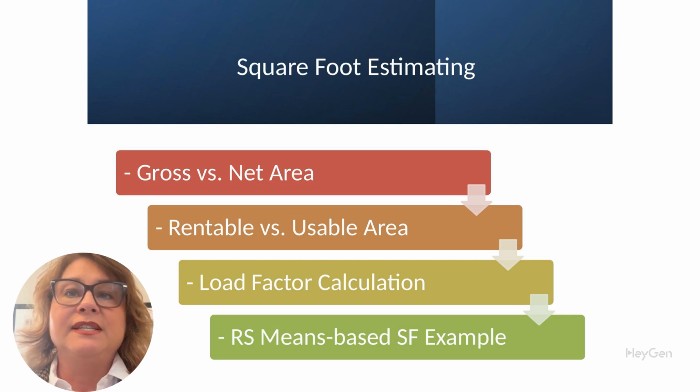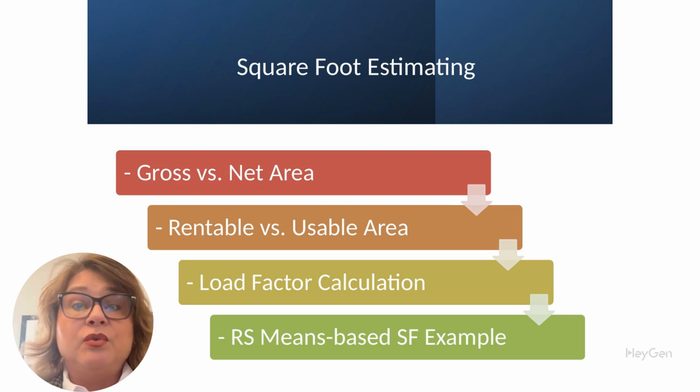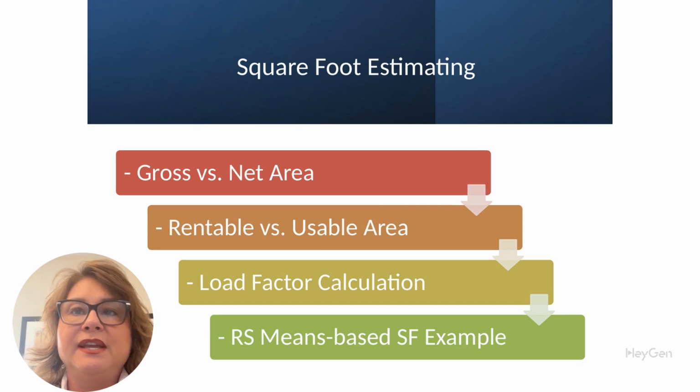This slide outlines the key types we'll discuss: gross versus net area, rentable versus usable area, load factor, using RS Means for a base square foot example. If you misunderstand which area you're estimating, your cost could be way off, even millions of dollars off. So let's clarify what these mean and how they apply to real-world estimating. We'll begin with the most fundamental distinction: gross versus net floor area, which leads us to the next slide.